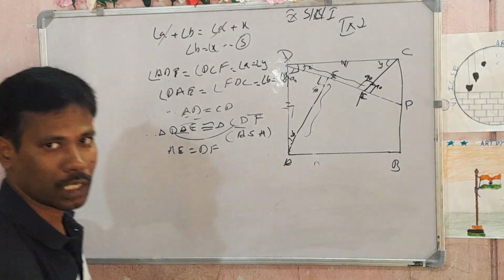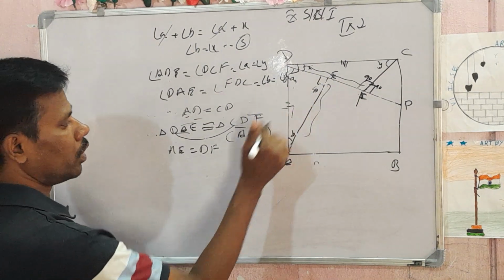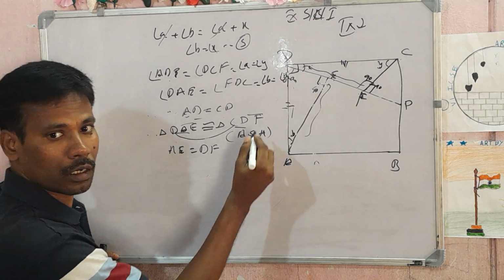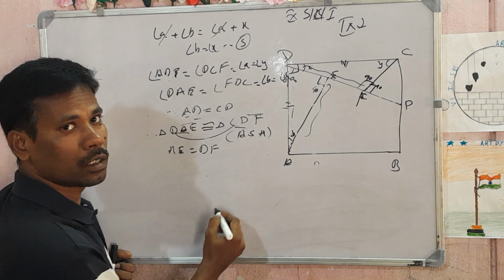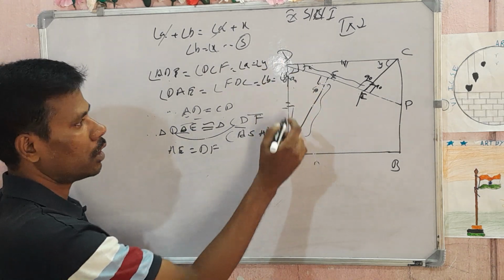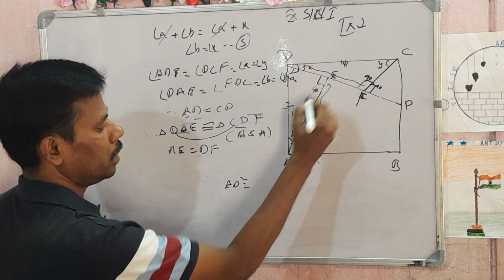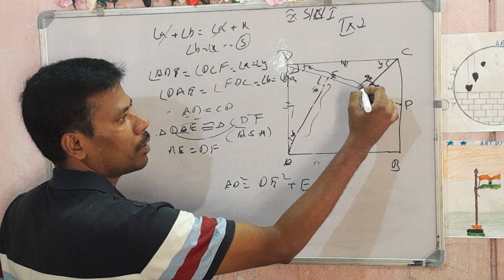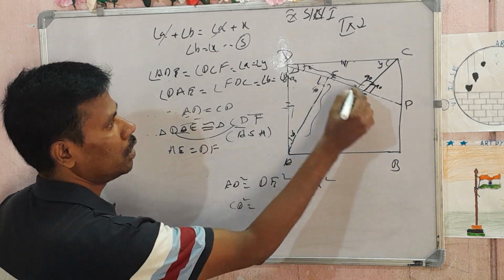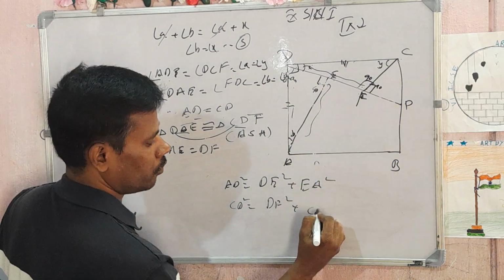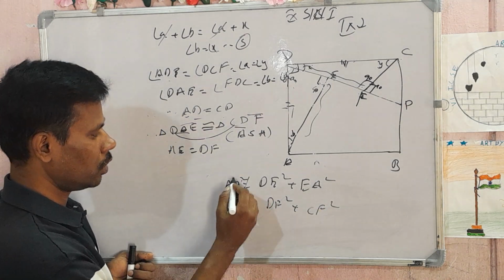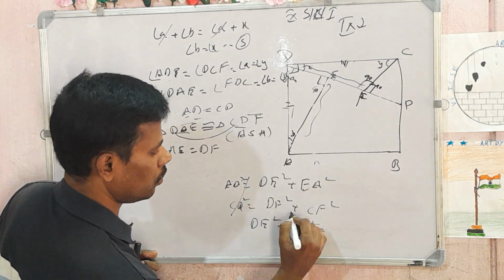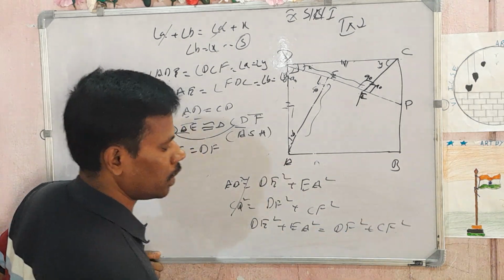This is a very, very difficult and lengthy question. Apply Pythagoras theorem. Square on the hypotenuse. AD square in triangle DAE: square on the hypotenuse is equal to sum of squares on the other two sides. AD square is equal to DE square plus EA square. Next, apply Pythagoras theorem for the other triangle. CD square is equal to DF square plus CF square. So AD and CD are same since the sides of the square are equal. Therefore, DE square plus EA square is equal to DF square plus CF square.